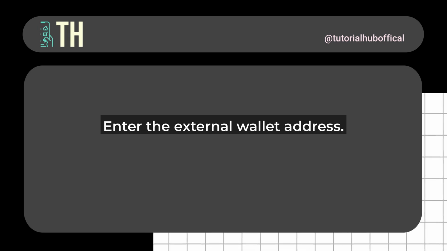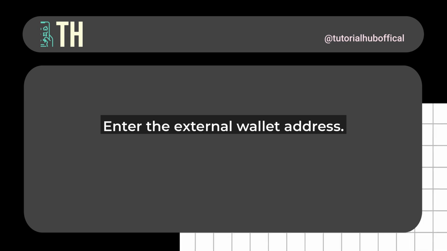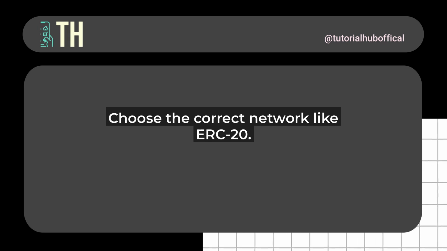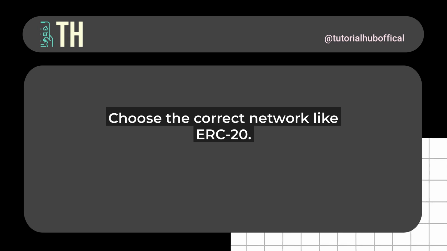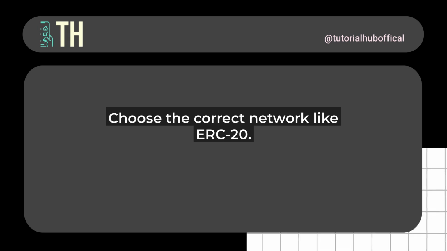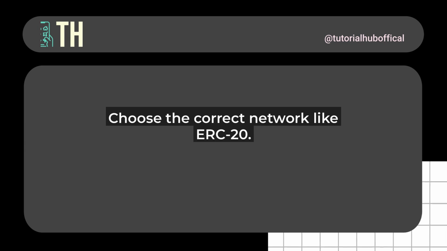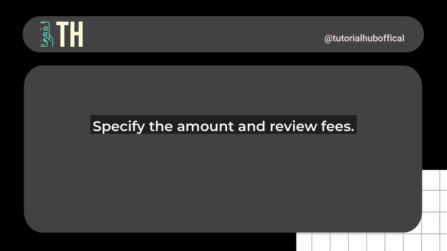Make sure to select the correct network for USDT, like ERC20 if you're using Ethereum, as mismatches can lead to lost funds. Now, specify the amount of USDT you want to transfer. Coinbase will show you any fees involved, so keep an eye on those to ensure you're not sending more than planned. Review all the information carefully, then hit Confirm to initiate the transaction.